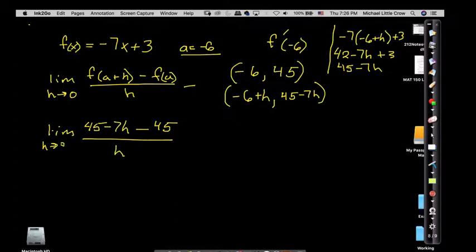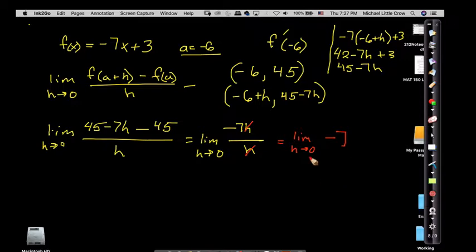So, using our algebra skills, what does the top part simplify to? Minus 7h, because 45 minus 45 is 0. We still have the h in the bottom. We've got the limit as h goes to 0. And now using our extraordinary algebra skills, what is h divided by h? It is 1, so we can cancel those out. And when we do that, we get the limit as h goes to 0 of what?